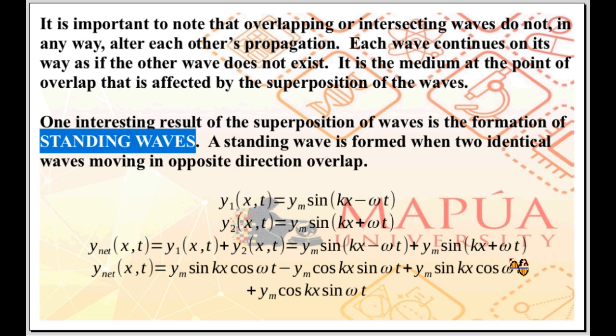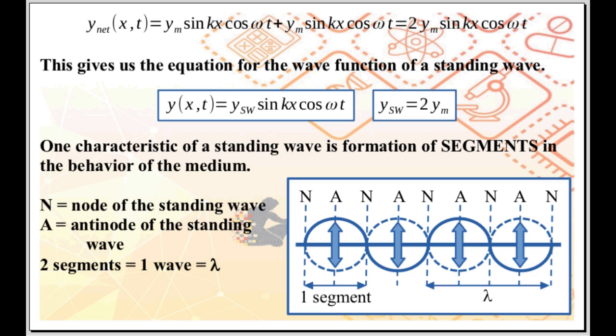Expanding the equation using the sine-cosine identity, and then simplifying, we get y net is equal to 2ym sine kx cosine omega t. This gives us the equation for the wave function of a standing wave. The wave function of a standing wave is given by y of x,t is equal to ysw sine kx cosine omega t.